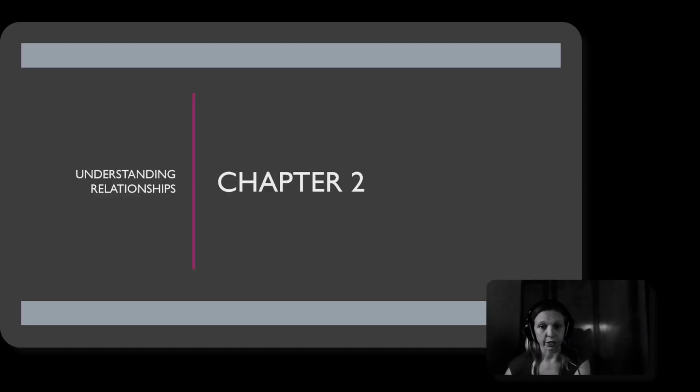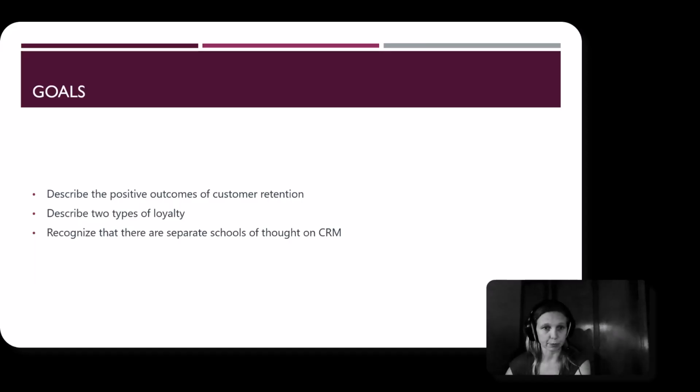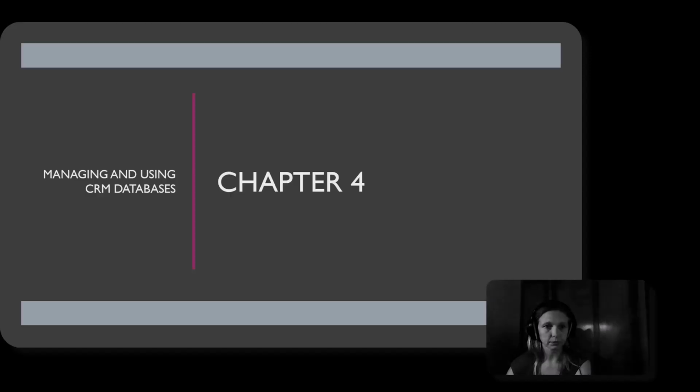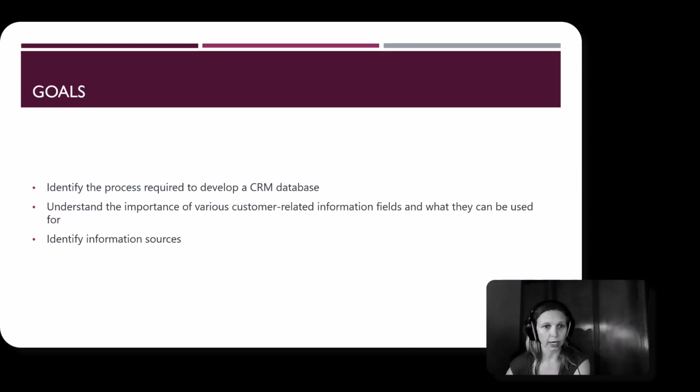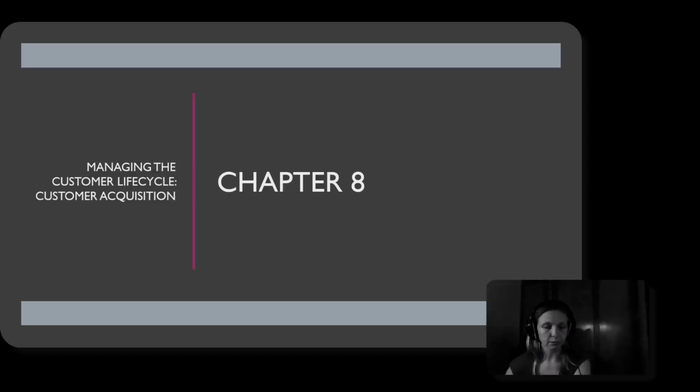In Chapter 2, we started talking about and understanding these relationships and describing the positive outcomes of customer retention, two types of loyalty, and recognizing that there are separate schools of thought and ways of thinking about CRM. Then we talked about managing and using CRM databases. We identified the process required to develop a database, sought to understand the importance of various customer-related information fields and what they can be used for, and then we identified information sources.